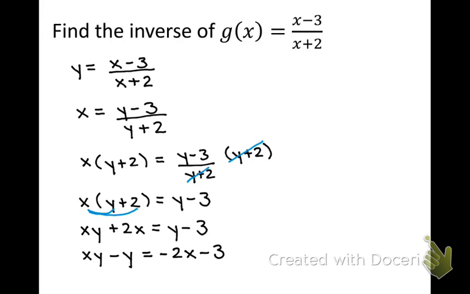Notice both my terms on the left have something in common. What is it? Yeah, they both have a y. So I'm going to factor that out front, and I'm going to have y(x - 1) = -2x - 3.